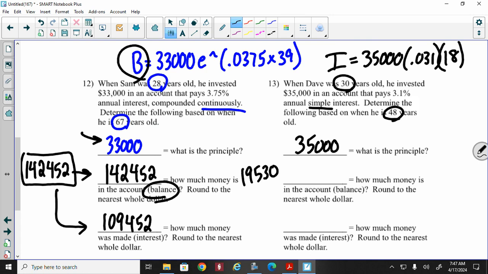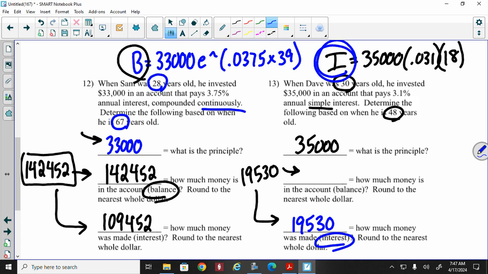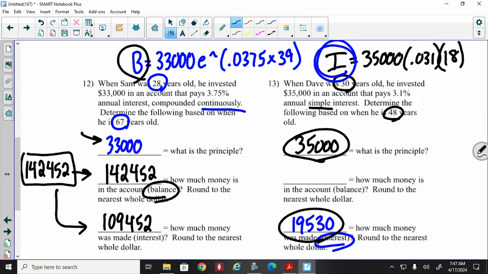19,530. Now, here's the thing. Is it balance or interest? Well, again, using your eyeballs. My formula started with an I, and that's the interest. So that means it's going to be 19,530. So I'm going to clean this up a little bit. So if I started with 35,000, if I made 19,000, how much do I have now? Well, I'm just going to add them up. I should have 54,530. There we go. That's it.